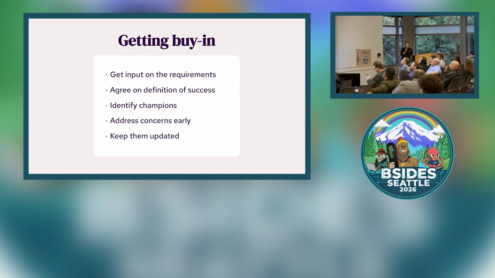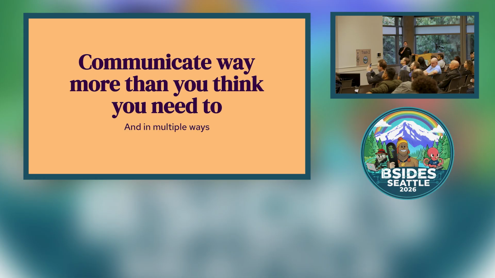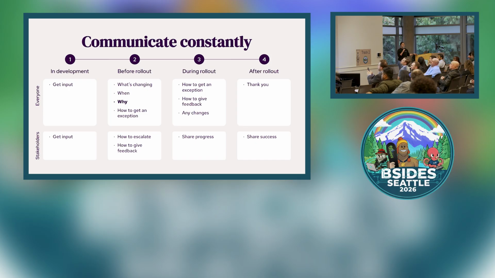And how you keep them and other folks updated is obviously through communication. When you're rolling out a security policy, you should be communicating way more often than you think you need to, way more often, and in multiple different ways. Communicate constantly. So for your users and your stakeholders, get their input while you're developing that policy. And then as part of your policy rollout, get input from your users, communicate to your users what's changing, when, and why. So we're going to start enforcing branch protection rules next Monday for SOC 2, right?